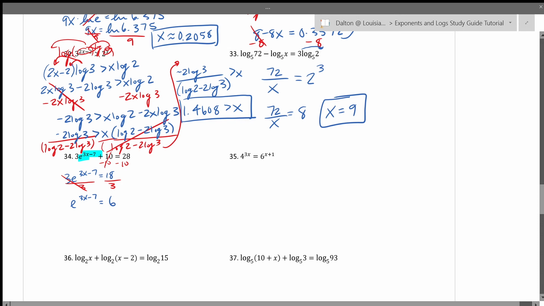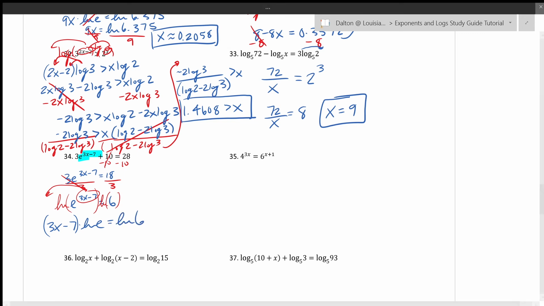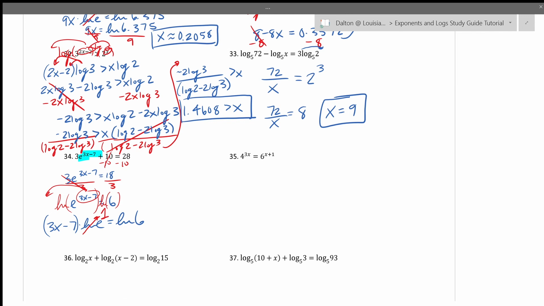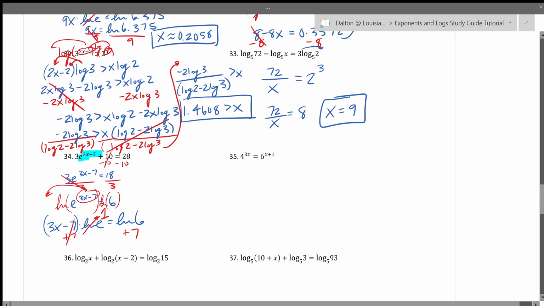Again, e for me triggers that I want to go ahead and take the natural log of both sides. And in doing so, this 3x minus 7 is going to fall out front. So that'll be 3x minus 7 times the natural log of e equals the natural log of 6. The natural log of e is equal to 1. So again, that term is omitted. And then I'm left with 3x minus 7 equals the natural log of 6. Well, then I can add 7 to both sides.